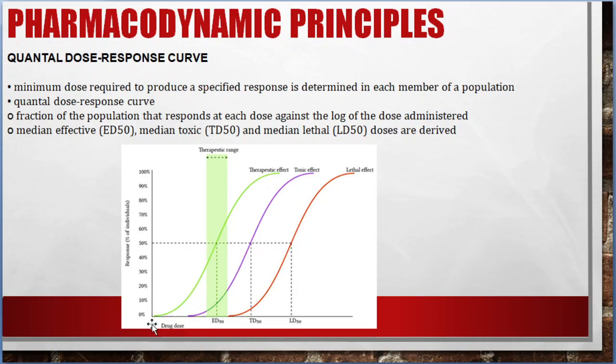Sabihin natin, for example, at 10 milligram, we reach this level, there will be a therapeutic effect. When we add more milligram or dose to our drug, for example, nag-add tayo ng additional 10, nagiging 20. Nagiging 20, at this point, nagkakaroon na tayo ng toxic effect. Your toxic effect. And lastly, when we add another milligram or dose to our drug, nagkakaroon tayo ng lethal dose.